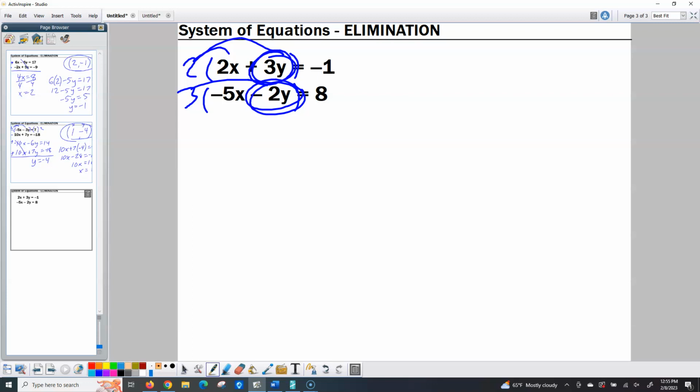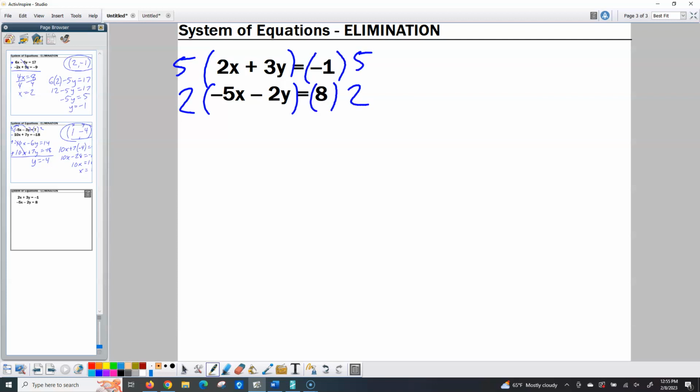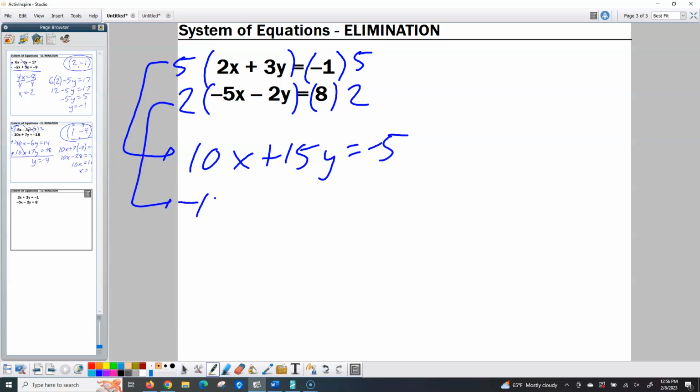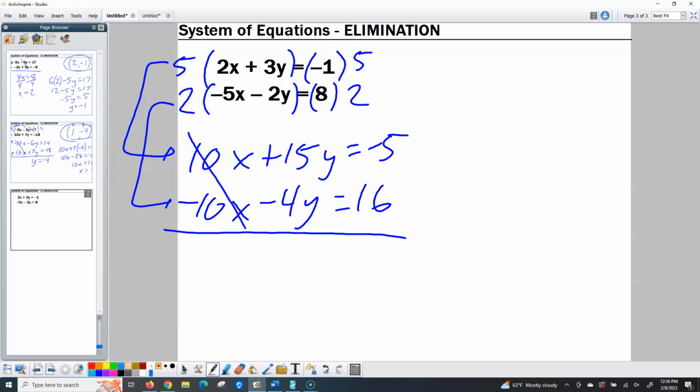So let's just multiply by the front ones. Let's do this one by 5 and this one by 2. Don't forget to multiply both sides of the equation. So the top one, I've got 10x plus 15y equals negative 5. On the bottom, I've got negative 10x minus 4y equals 16. Eliminated x. This would be 11y equals 11.